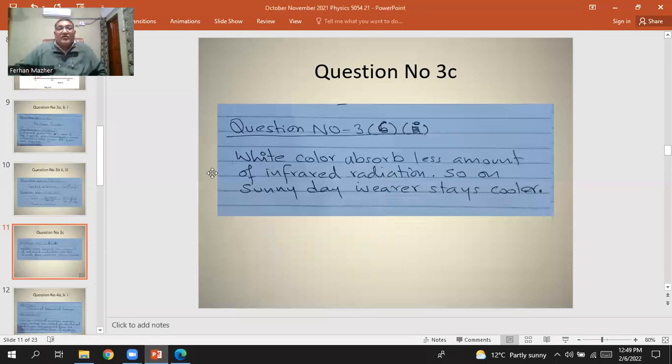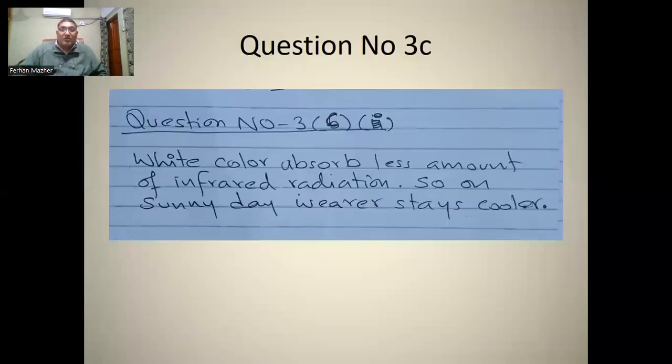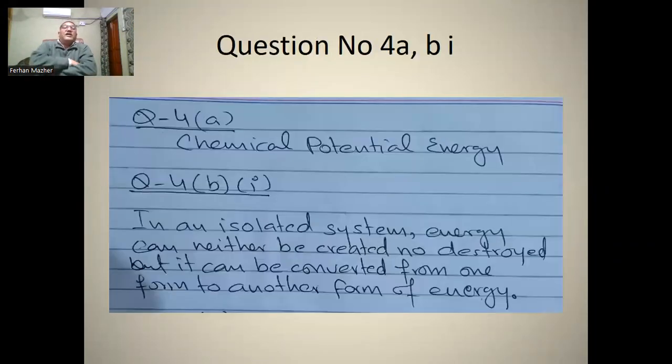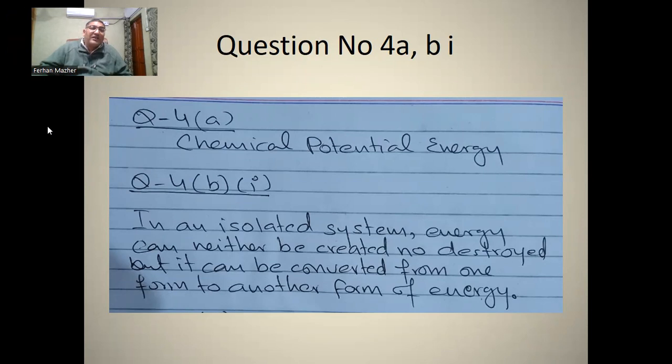Okay, so here we go. Question number 4 and its A part, he says, the chemical potential energy. B, first part is, in an isolated system, energy can neither be created nor destroyed, but it can be converted from one form to another form of energy. Another sentence you can add here is that the total energy of the system remains constant.